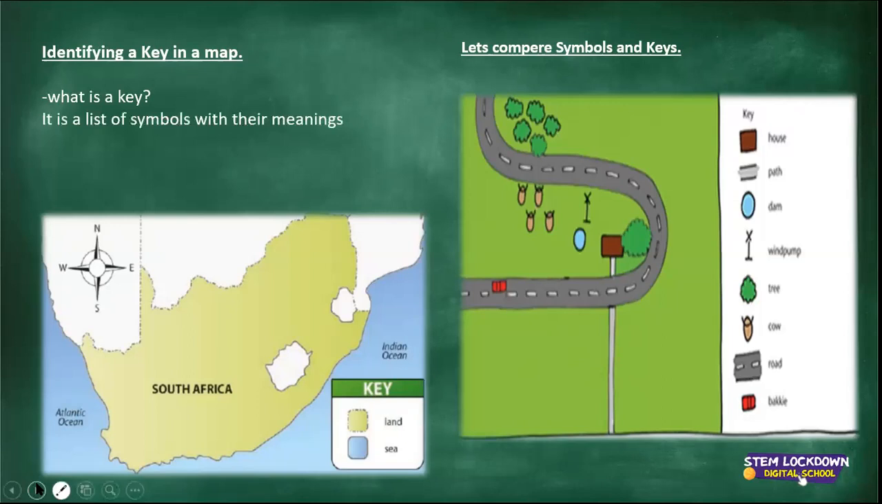The key is a list of symbols with their meaning. As you can see here, here are the symbols and their meaning. And on this picture, here are the symbols and their meaning. Here's the box, symbolizing the things that are in this map. Are we clear?